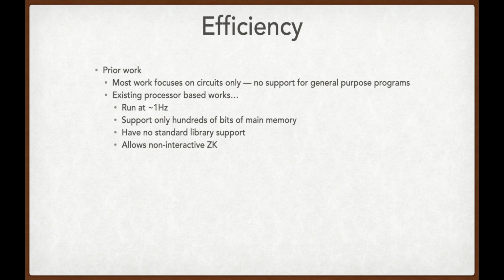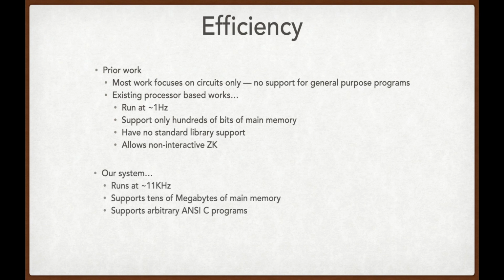These processors are able to run at about 1 Hertz or even less, and they can only support small main memories. Given that these approaches produce such weak machines, there is no hope to approach the level of generality that we take for standard C. In contrast, our system runs about 10,000 times faster and can support tens of megabytes of main memory. We get this performance by a number of novel zero-knowledge improvements that I mentioned earlier.